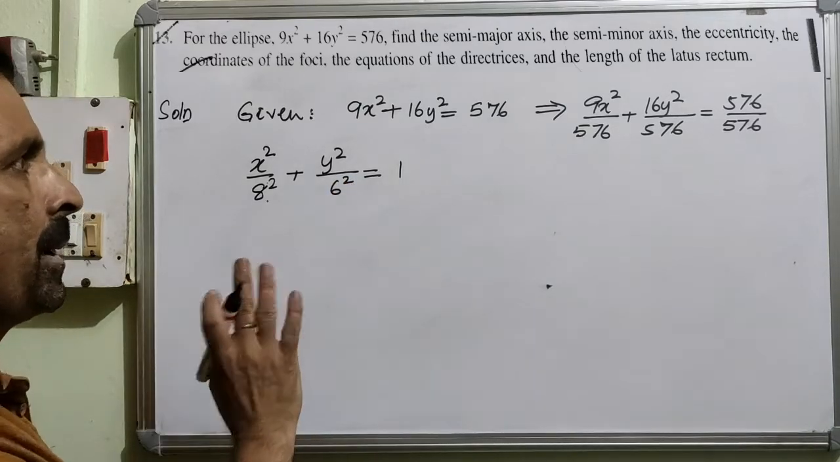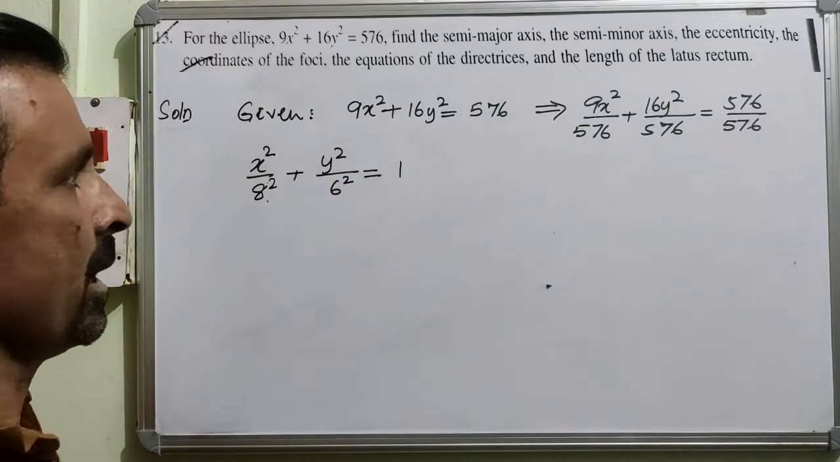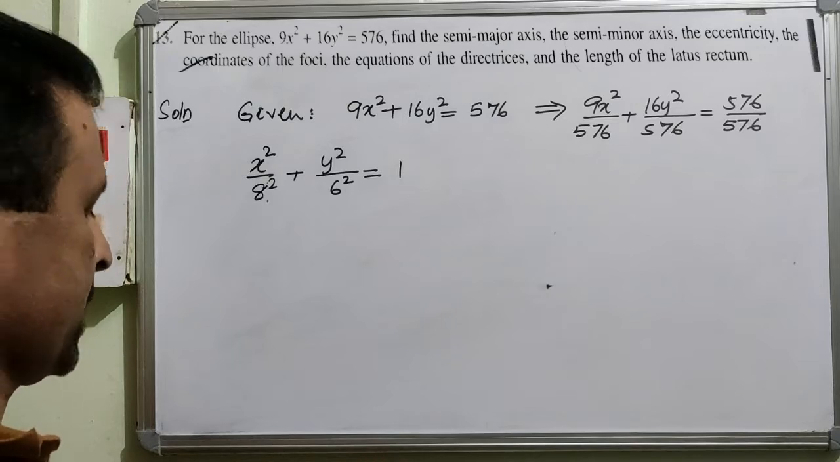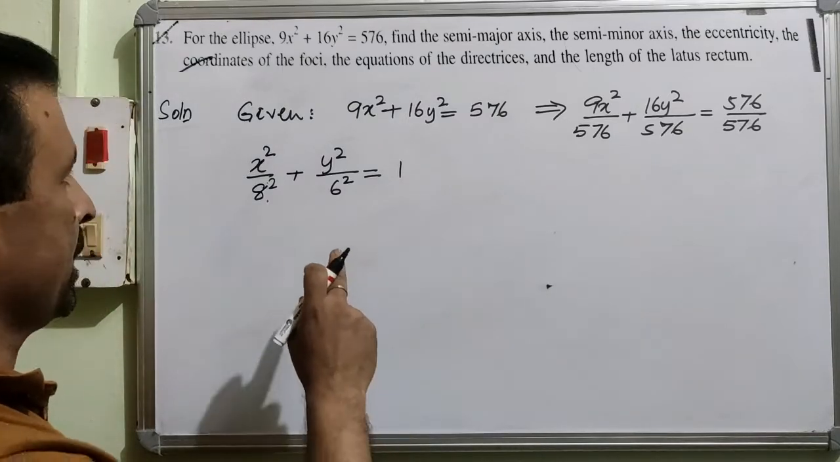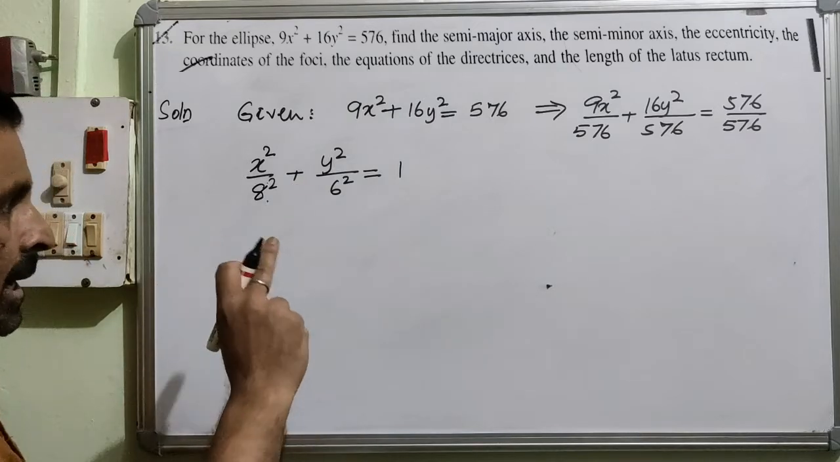Right? Now from here, you see, you are going to get all the information. The first information that we are going to write down is the value of a and b.